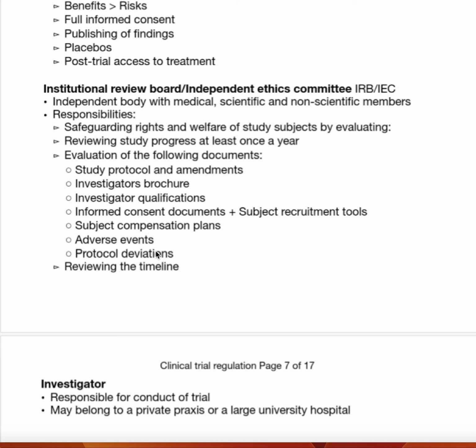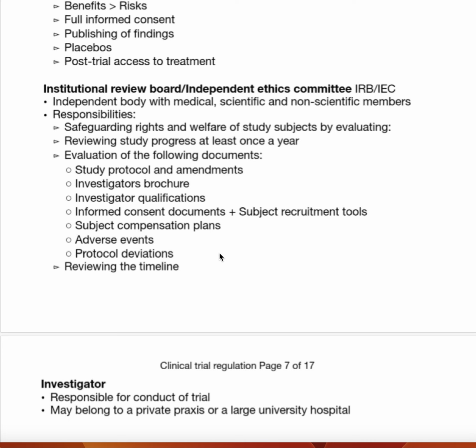whether the subjects have their rights, have their safety. That's so important. And reviewing the study progress at least once a year. They should review this study progress after a year. Evaluation of the following documents: study protocol and amendments, investigator's brochure, investigator qualification, informed consent documents and subject recruitment tools, subject compensation plans, adverse events, protocol deviations, and reviewing the timeline.